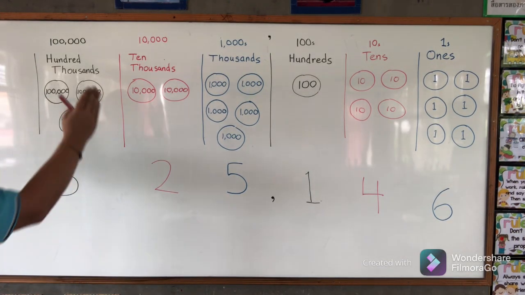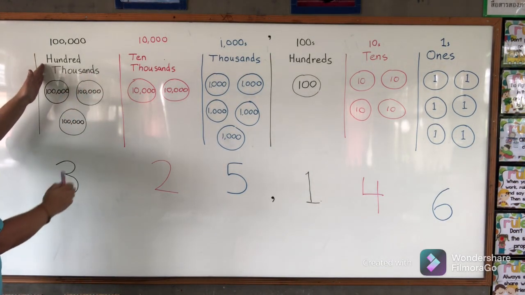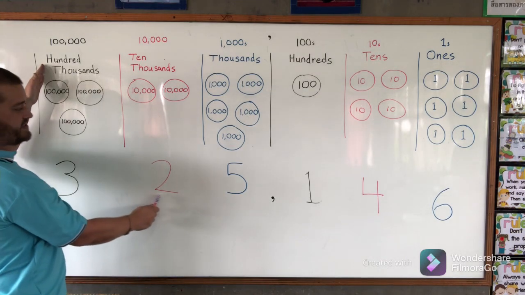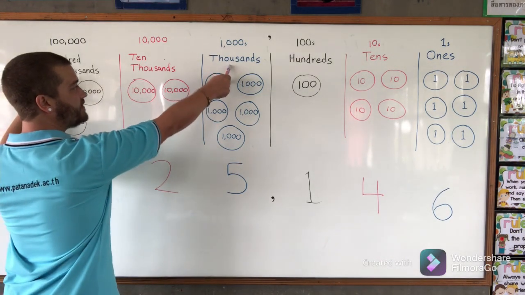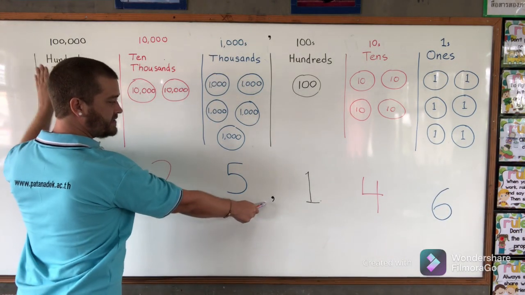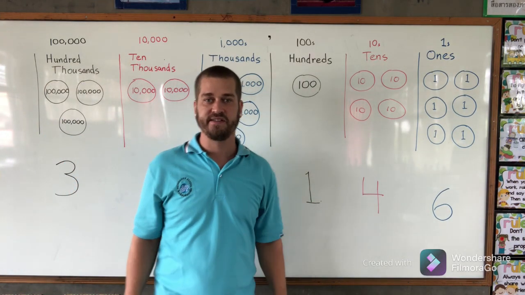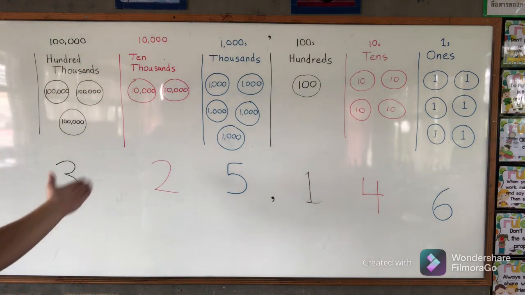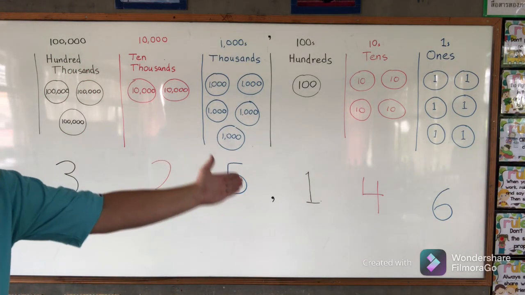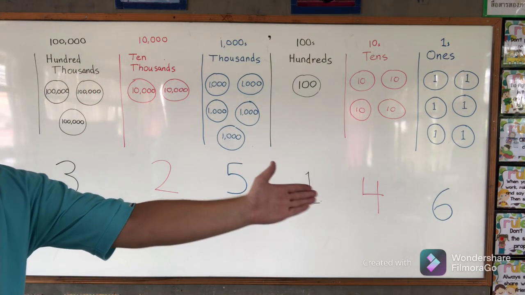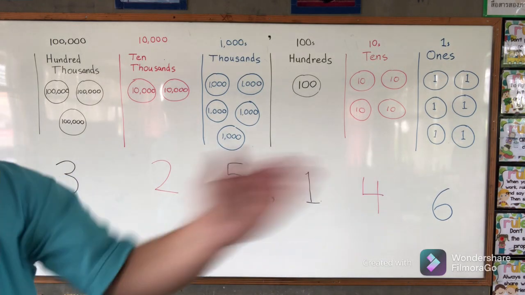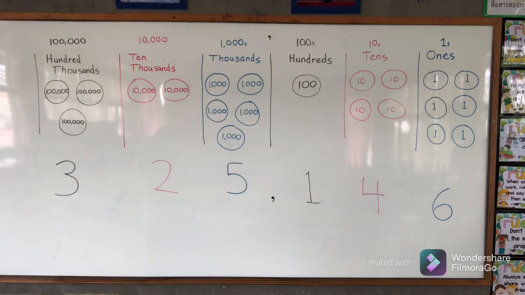So we have 325,000 and let's just look at this number, 146. So it's 325,000 and 146, okay? That's easy enough.